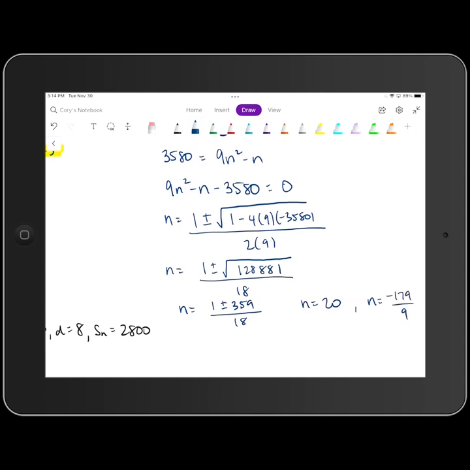Now, in the context of this problem, it doesn't make sense for the number of terms to be negative. It also doesn't make sense for the number of terms to be a fraction. So we wind up throwing that solution out. And our only solution to this equation here is when n is equal to 20.